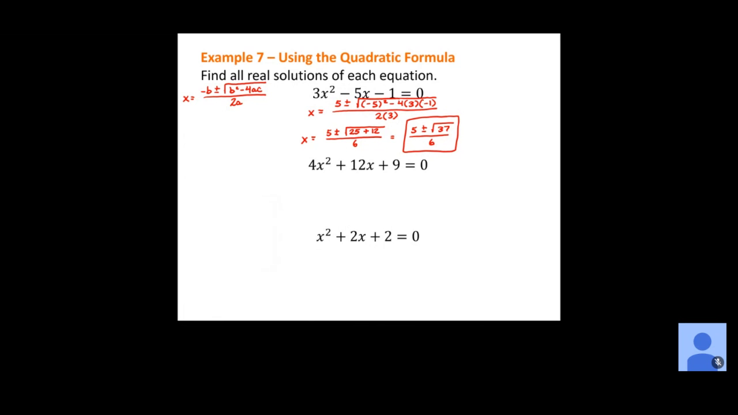So same formula, right? So we're going to have x equals, what's negative b going to give us? Negative 12, good, plus or minus the square root of, then we're going to do b squared, so that's just 12 squared, minus 4 times, what's our a value this time? 4, and our c value is 9. Good. All over 2 times a, so 2 times 4 again.